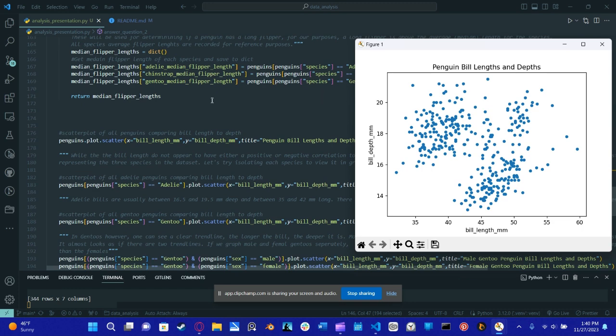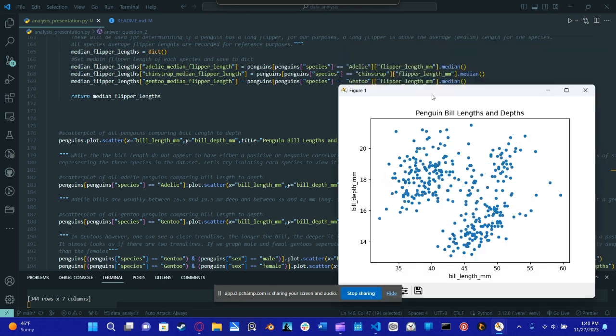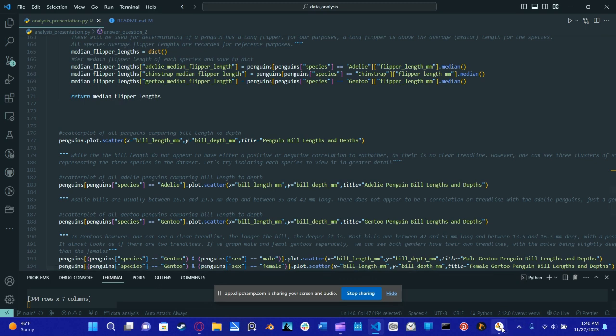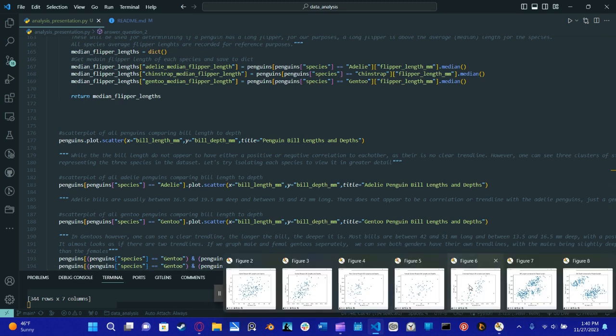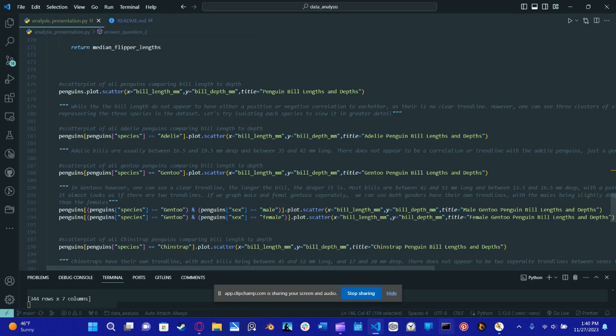The first scatter plot compares bill length and depth for all the penguins in the study. While the bill lengths and depths do not really appear to have much of a relationship, you can see 3 general clumps or distributions of penguins, which appear to represent the 3 species of penguin. Closing out of that, and to help better understand this, let's try isolating each species to view it in greater detail, which are these commands here.